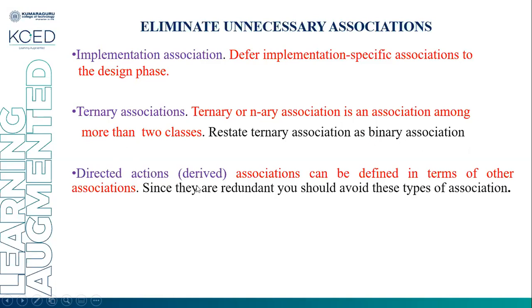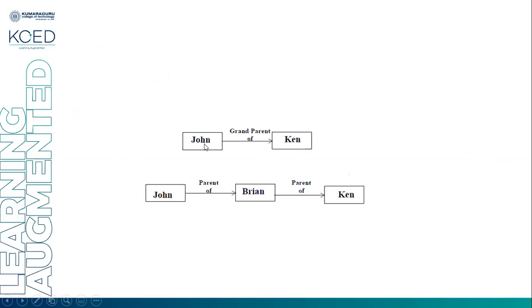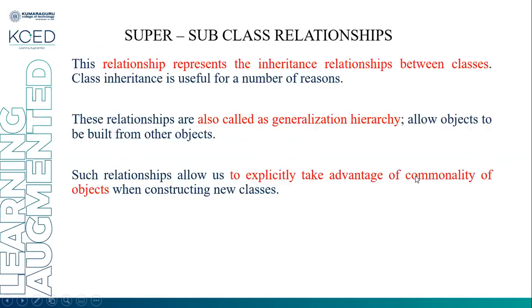Third one is directed or derived association. The association that can be defined in terms of other associations. Since they are redundant, you should avoid this type of association. For example, John is a grandparent of Ken. This is a derived association. So how does it come? John is a parent of Brian. Brian is a parent of Ken. This is known as a derived association.